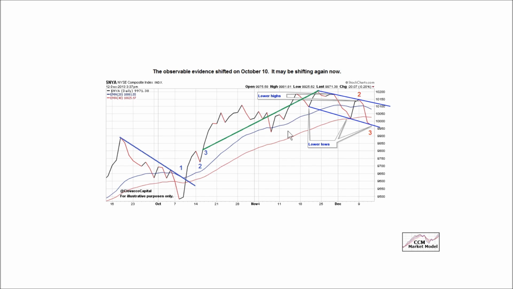Now the observable evidence has shifted in the other direction. This is some of the reasons, again, why we lightened up a little bit. When you reduce risk, it doesn't mean bearish, it means less bullish. The profile has deteriorated. Now we have a broken trend line here. We have a discernible and observable lower high, and now we have a discernible and observable lower low.